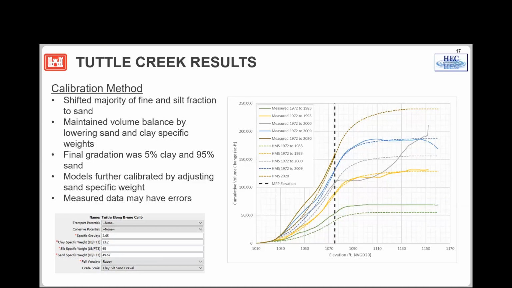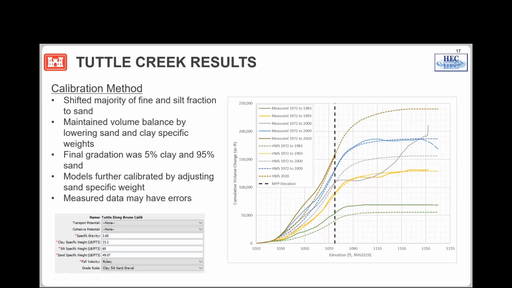And this plot on the right shows the results from the Tuttle Creek calibration. On the left axis is the volume change, and on the bottom axis is the elevation within the reservoir. The solid lines are the measured volume change, while the dashed lines are the HMS results, and the vertical black line is the multi-purpose elevation, which is the elevation that we were most concerned about for the purposes of our study. And the reason the measured volume change for the 2020 survey only goes up to the multi-purpose elevation is that we weren't able to collect data any higher.